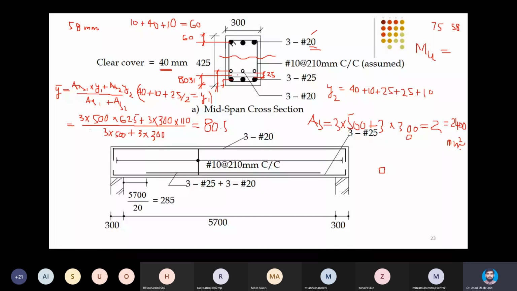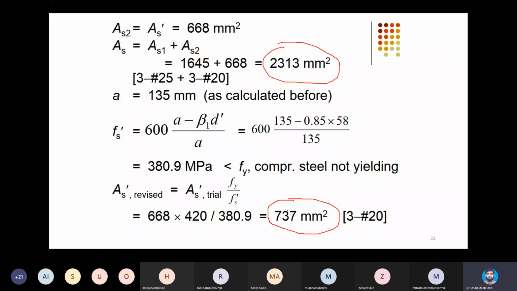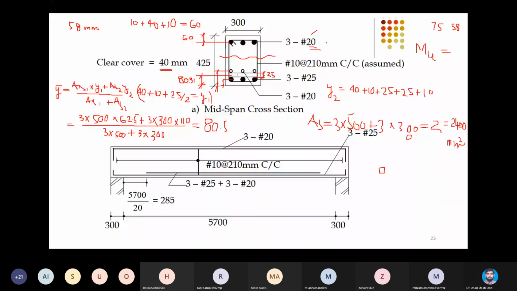You required 737 and you provided 320, so it is almost 900 against 737.